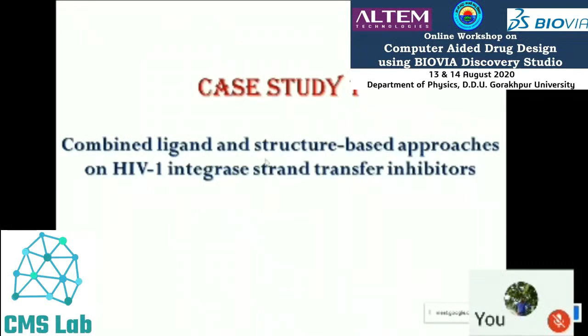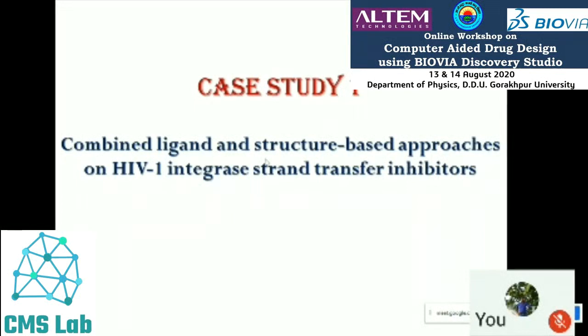I'm going to give two case studies. The first case study uses combined ligand- and structure-based approaches for identifying HIV-1 integrase strand transfer inhibitors. In case study 2, I'm going to talk more about structure-based virtual screening and structure-based drug design. Case study 1 is what I did mostly during my PhD and postdoctoral studies.